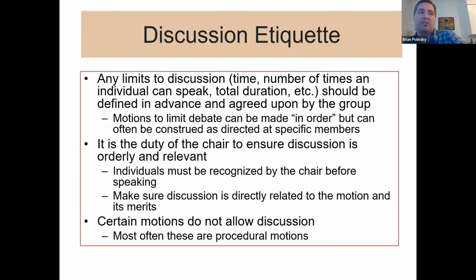There are certain motions that do not allow discussion. I'll be talking about those subsequently. Most often those are procedural motions, but anytime you have a main motion or even a proposed amendment, those are just motions that do require discussion.